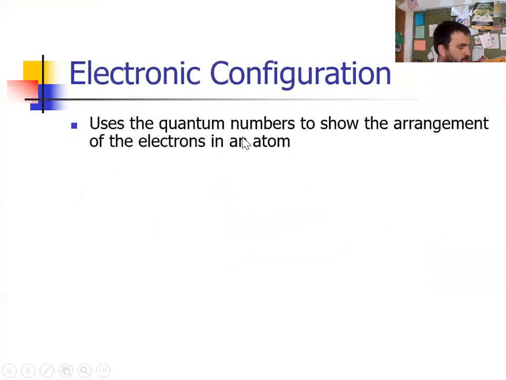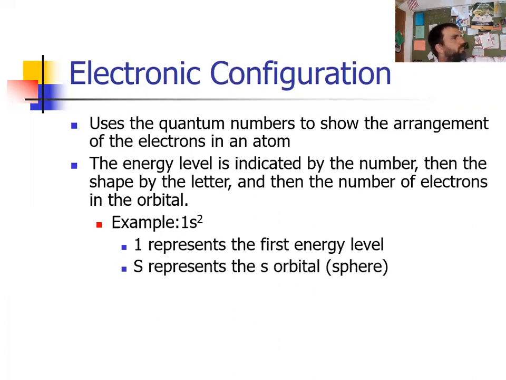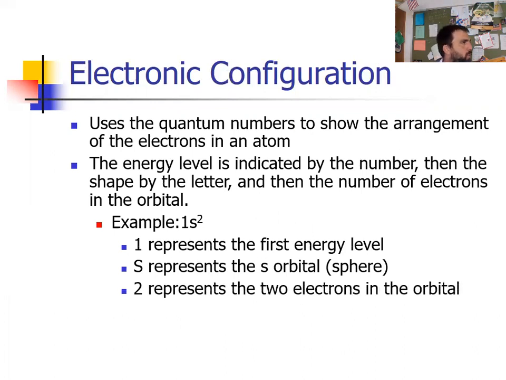My electron configuration uses the quantum numbers to show the arrangement of electrons in the atom, okay? The energy level is indicated by the number, then the shape of the orbital, then the number of electrons in the orbital. Here's an example: 1 represents the first energy level, s represents the angular momentum quantum number, the orbital, and 2 represents that there are 2 electrons in it. You read it as 1s2, not 1s squared, okay?